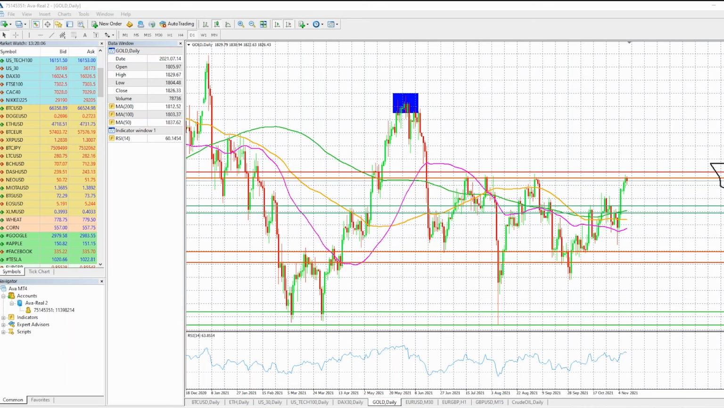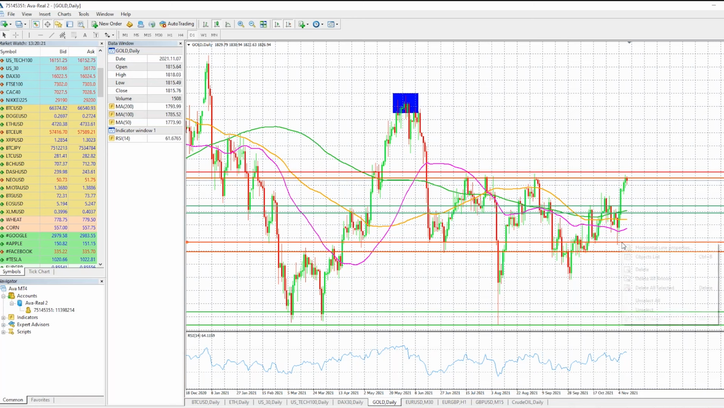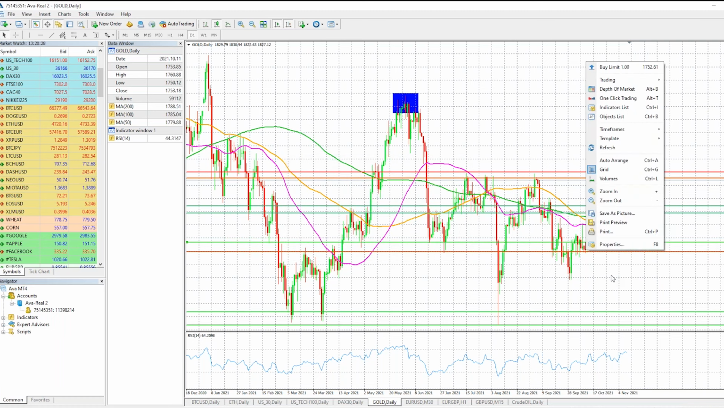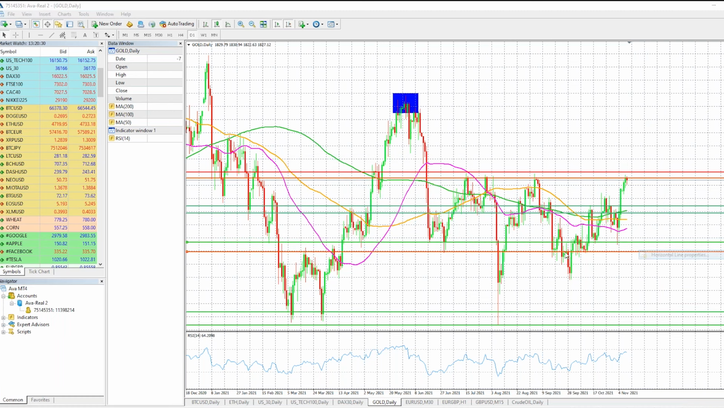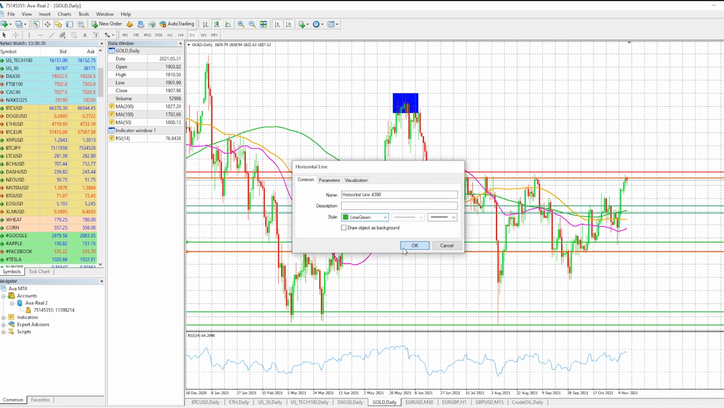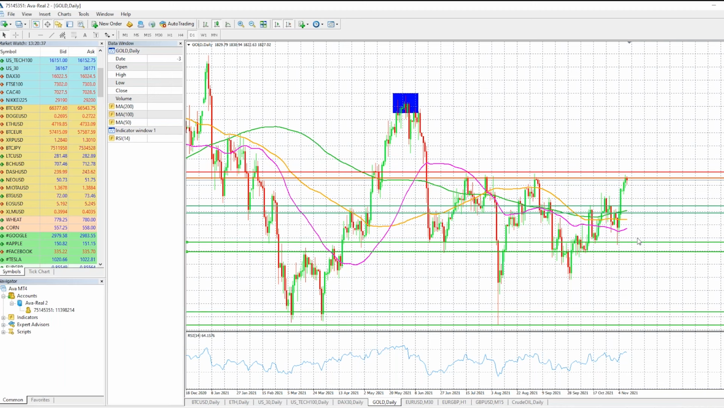So this is your resistance, this is your support, and that is another support. I'm just going to define the other support a little more clearly because it has moved a little bit since. So I want to move this support level to here. And because it is a support level, we will change the color to green, because our support levels are always in green, and resistance on the other side is in red. So support level number 1, support level number 2.